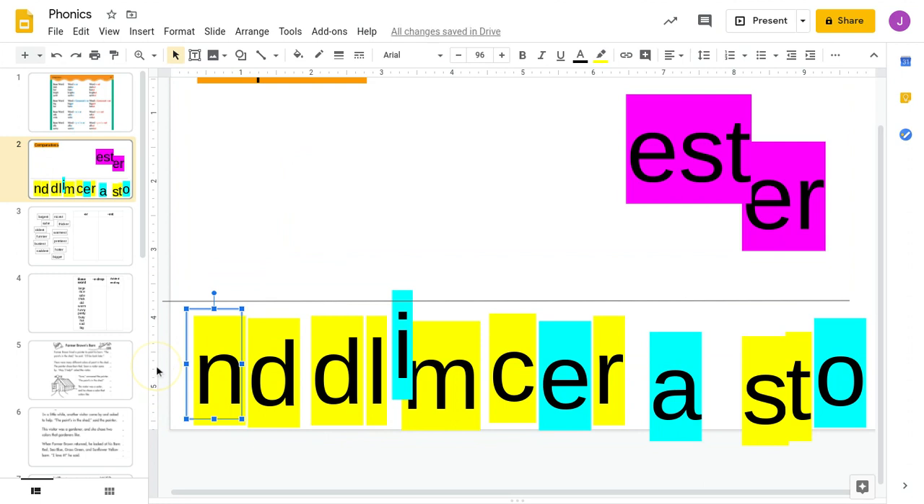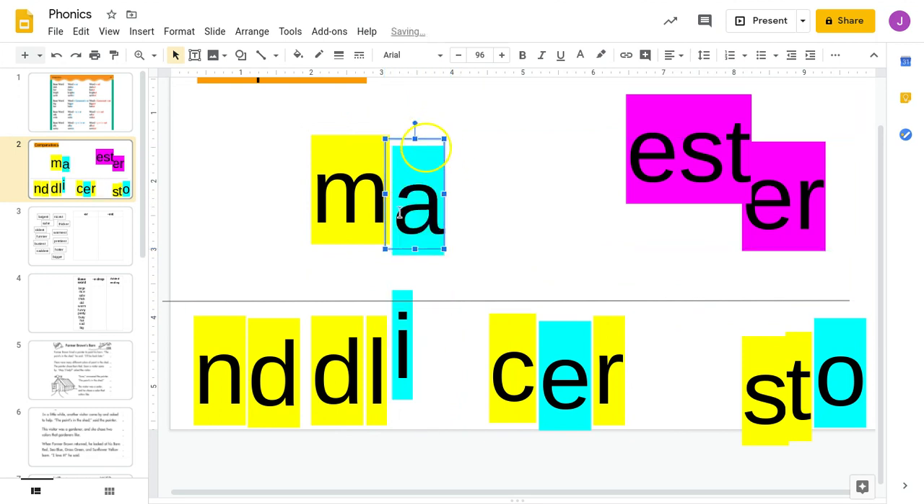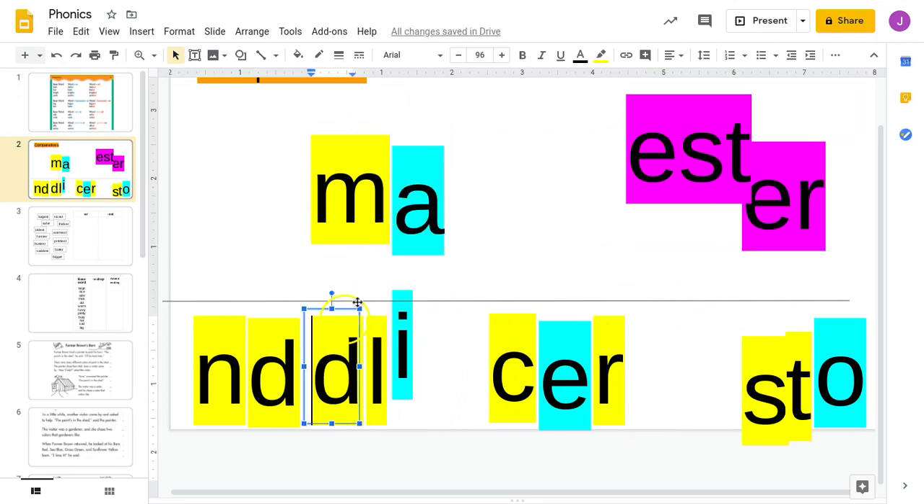So in the word madder, the base word is mad. Mad. So let's build our word mad. And I already know how to spell that word. That was one of the first words I learned. Mad. I hear that D. Mad.